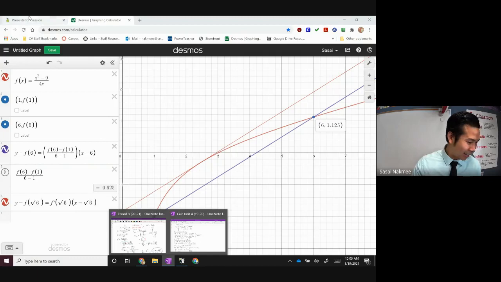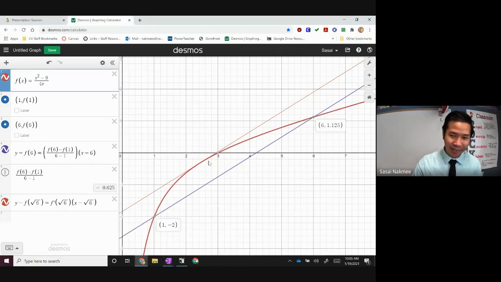I don't know why. I like looking at it. It's just kind of cool. It's guaranteed that you can find it as long as the function is continuous on the interval and differentiable on the interval. You are guaranteed to find this spot.